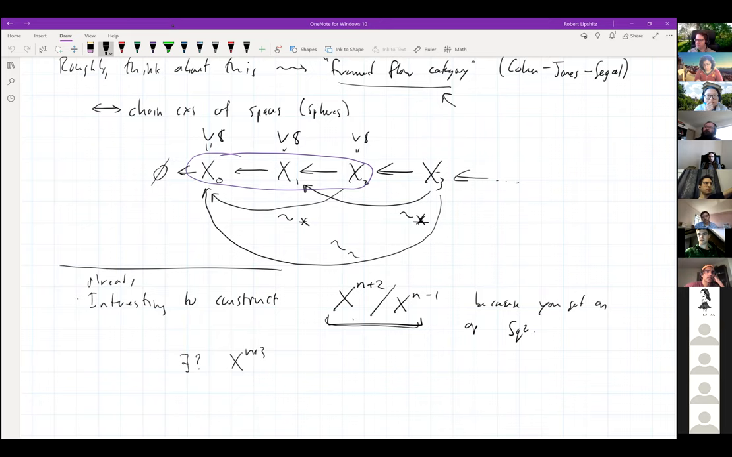Right. I think that'll have a lot of structure. I just don't have an intuition for it. Cool. Thank you.